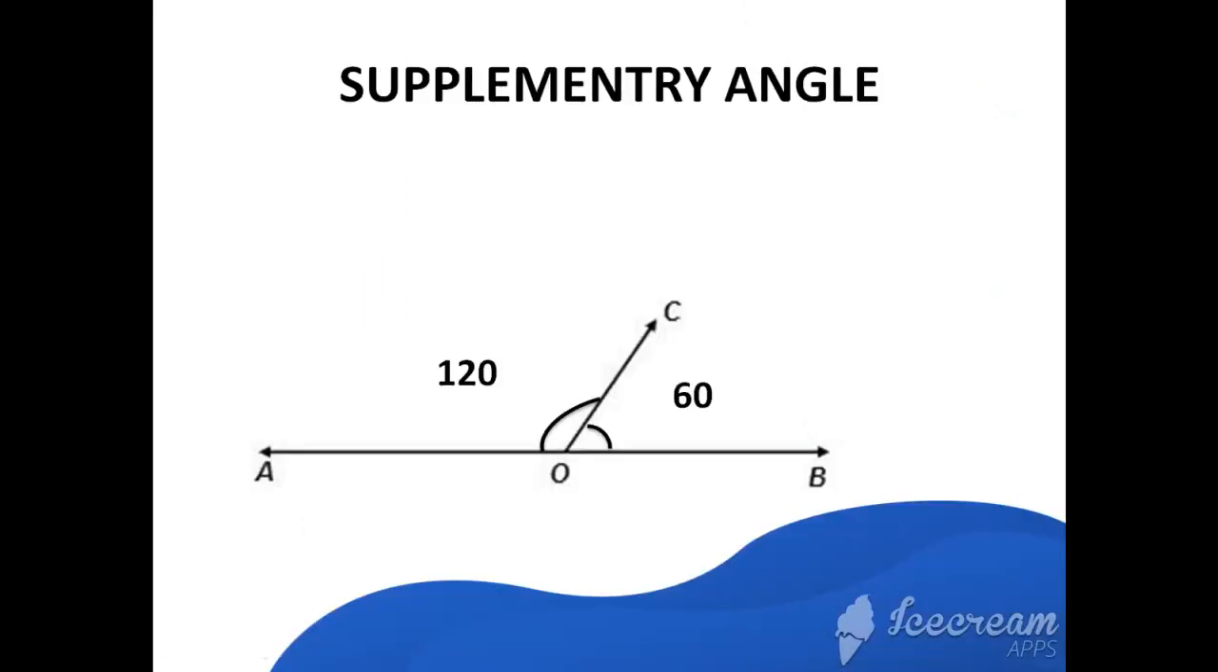And in supplementary angles, when two angles are added they give 180 degrees. The sum of the two angles gives 180 degrees. It is called supplementary angles. In this case 120 degrees plus 60 degrees gives 180 degrees, so it is a supplementary angle.